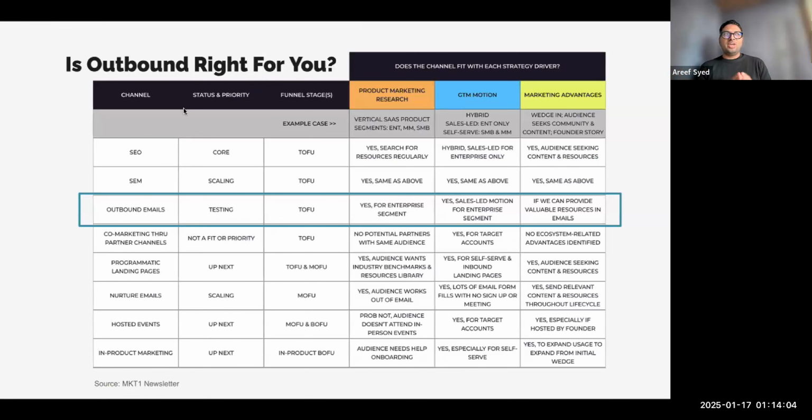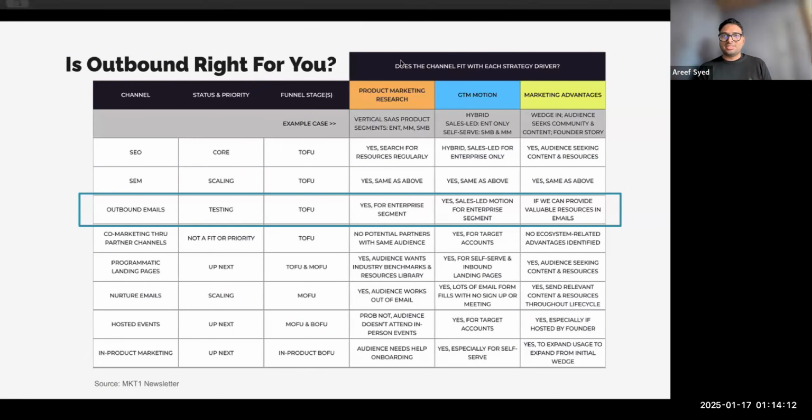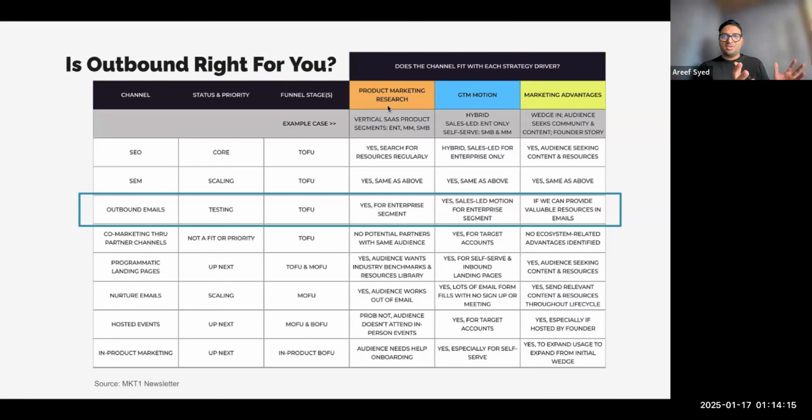So understand that any channel that you pick or any message that you pick should be a yes from all the three boxes, three drivers. For example, it should be aligning with what you have identified in your product marketing research. It should fit your GTM strategy. It should fit with your marketing advantages. Like, for example, SEO. If it is SaaS, and people are searching for it organically, then it might be a good idea to invest in SEO, not just because some other company is doing it. So your target customers are searching for it. That is what you have validated in your product marketing research.